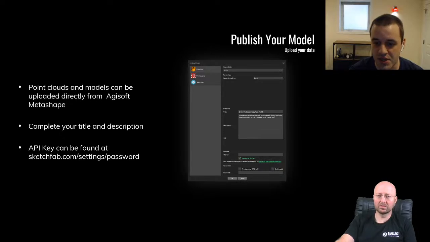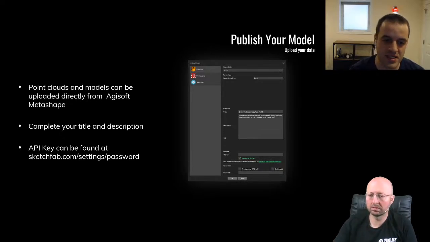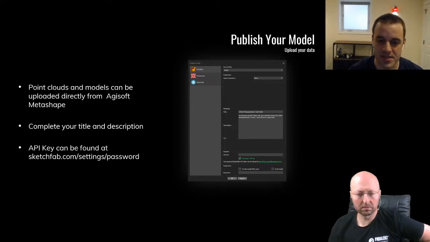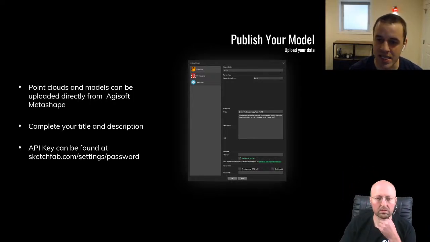So once your title and description are in, you'll want to paste that API key that you copied from Sketchfab. Again, sketchfab.com/settings/password. And there is a little link here in the upload data dialog if you forget how to get to the API key. So that's pretty straightforward.